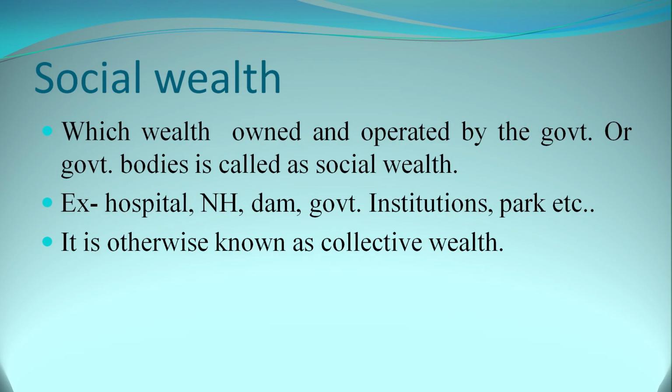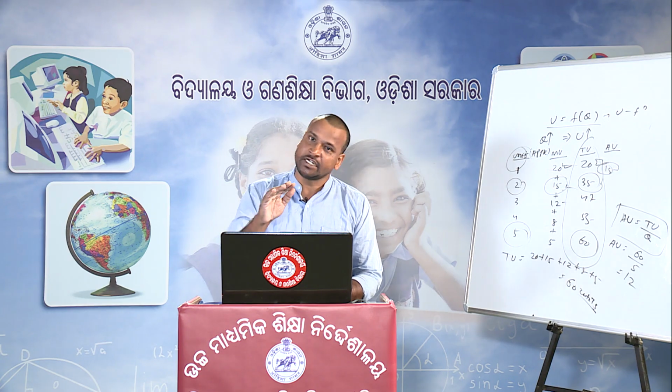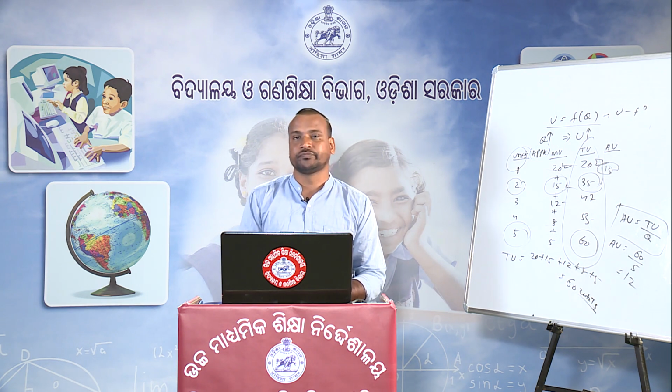Okay, so next, social wealth. Social wealth is wealth owned and operated by the government, either state government, central government or local government, local bodies. Local bodies means panchayats and municipalities. So those commodities and that wealth are owned and operated by the local bodies, government or any government bodies, and are called social wealth.